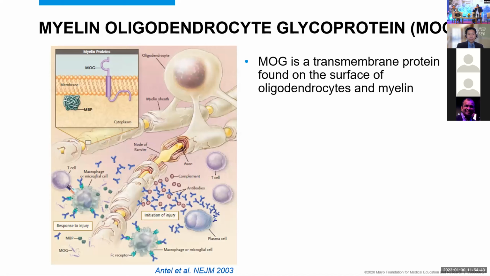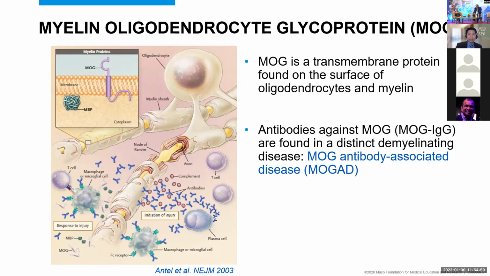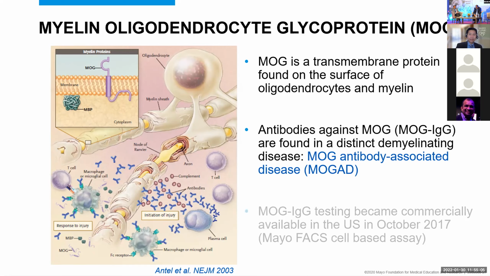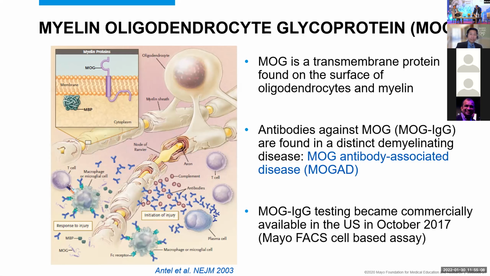I know this group is very familiar with this disease, MOGAD, but I just thought I'd provide a little bit of background. MOG stands for myelin oligodendrocyte glycoprotein, and it's a transmembrane protein found on the surface of oligodendrocytes and myelin. Antibodies against MOG are found in a distinct demyelinating disease that we now call MOG antibody-associated disease, or MOGAD. It's actually only been commercially available in the US since October of 2017, so we're still learning a lot about this disease.